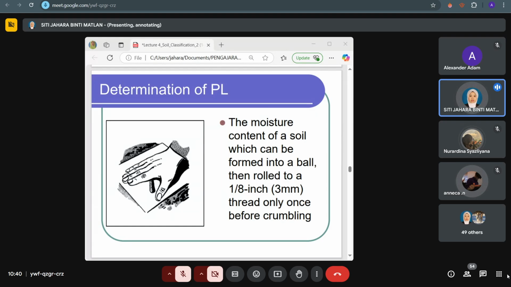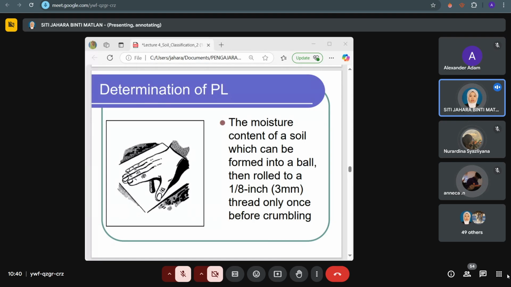So in this case, plastic limit is defined as the water content at which the soil changes from plastic state to semi-solid state. I already mentioned that. So this is the test procedure, in which the plastic limit test we conduct to determine the moisture content for plastic limit.